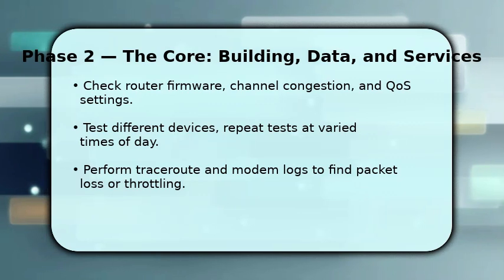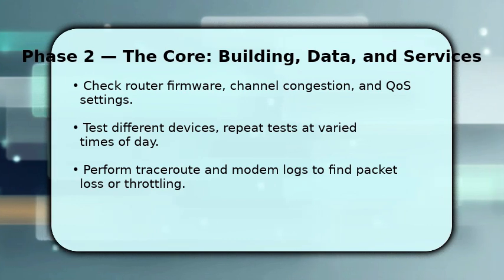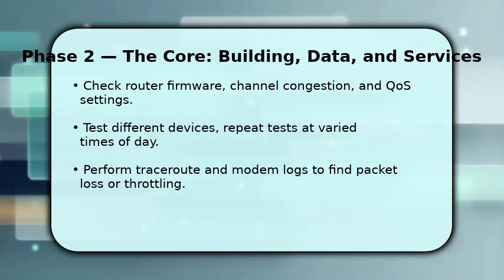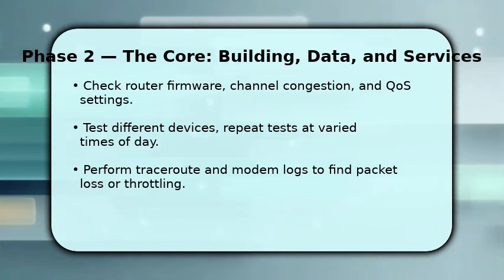Next, you diagnose where speed is lost and why. Update router and modem firmware, then inspect wireless channel congestion and CoS rules. These frequently restrict throughput. Run tests from multiple devices and at different times to spot peak hour slowdowns.